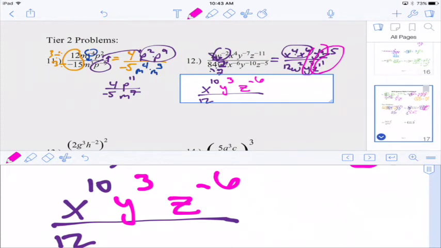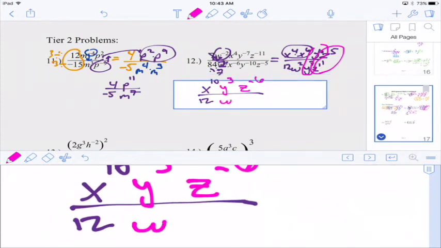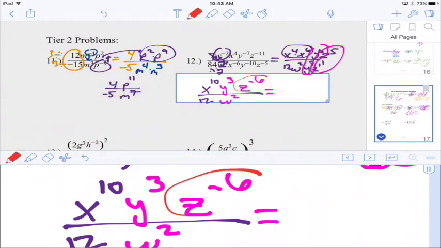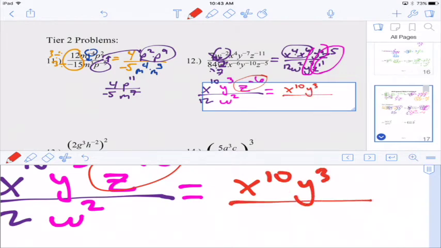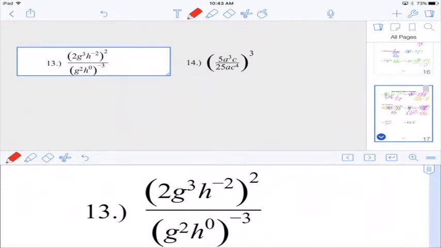And then I still have w squared down here. Well, I'm not done yet because I have that negative exponent. So this has got to go down to the denominator. I have x to the 10th, y cubed over 12w squared, and z to the 6th. Positive now. On this one, I'm going to distribute my squared.